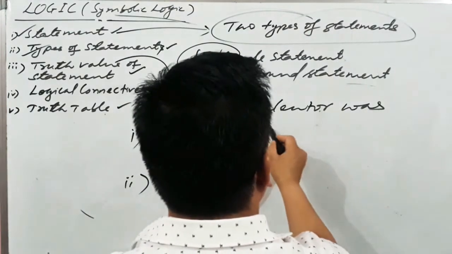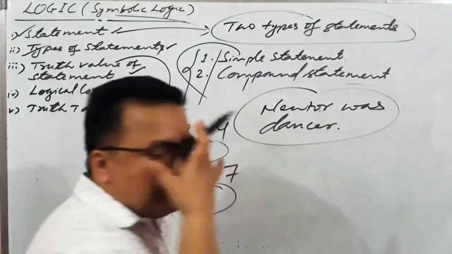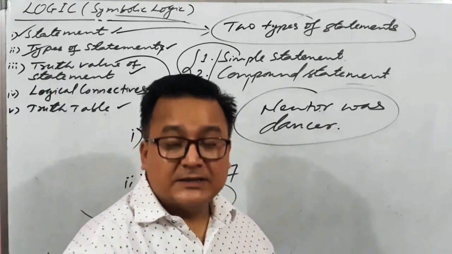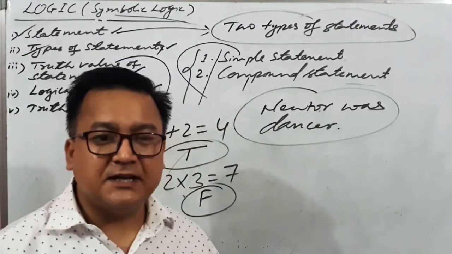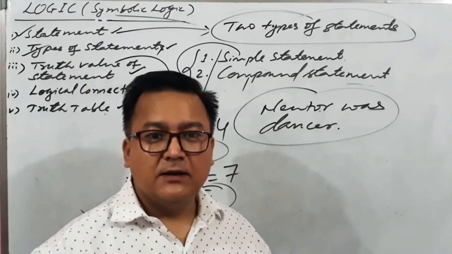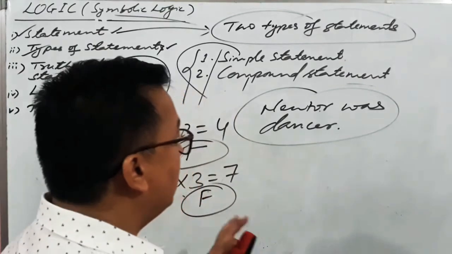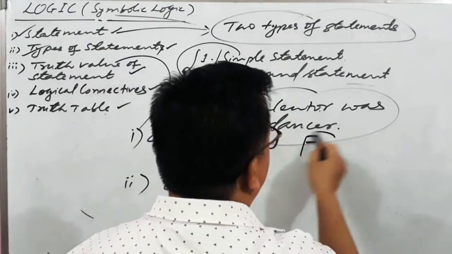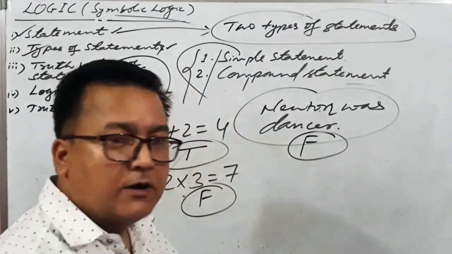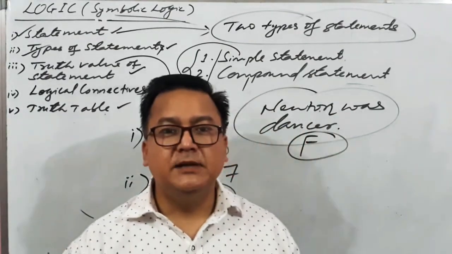Newton was a dancer. Newton is Sir Isaac Newton. As we know, Newton was a well-known, celebrated mathematician as well as a physicist. We never heard about him as a dancer, right? So this time I can say its truth value is F. So I hope you are clear about the truth value of the statement, right?